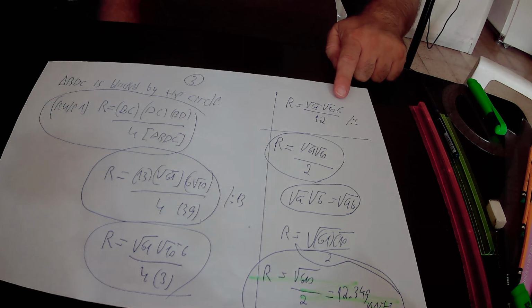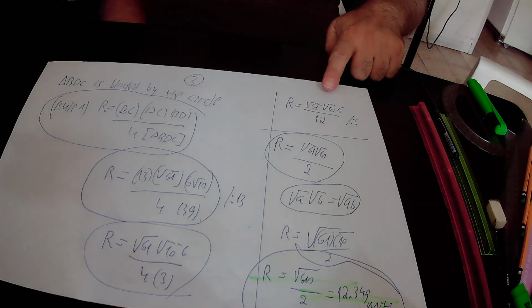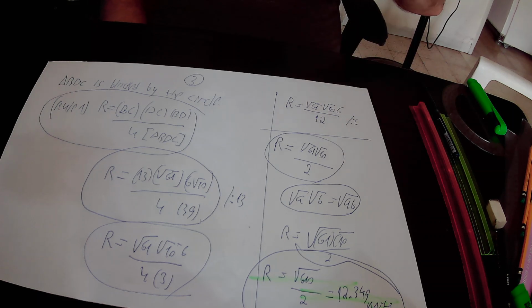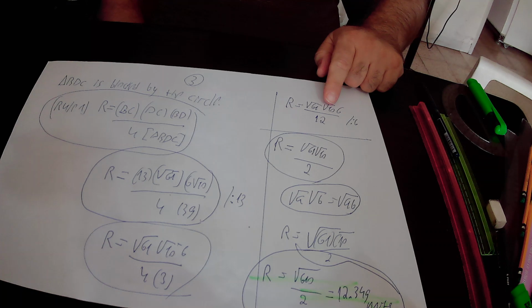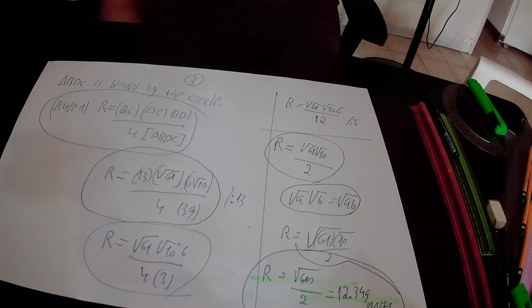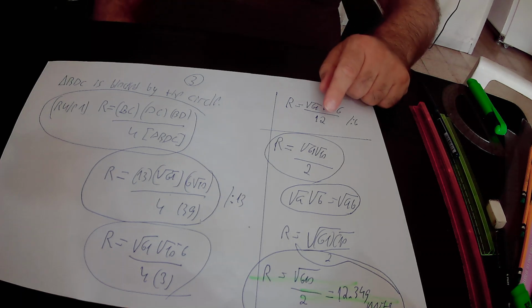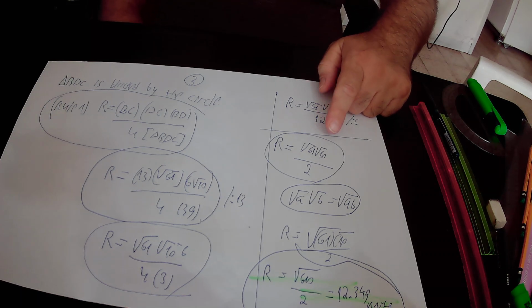In the denominator we have 6, therefore 6 over 6 is 1, so 6 will get cancelled, and we are left only in the numerator with square root of 61 times square root of 10. In the denominator we have 12, and 12 over 6 is 2. So in conclusion, we found out that the radius of the circle, the radius that we are looking for, equals the square root of 61 times square root of 10 over 2.